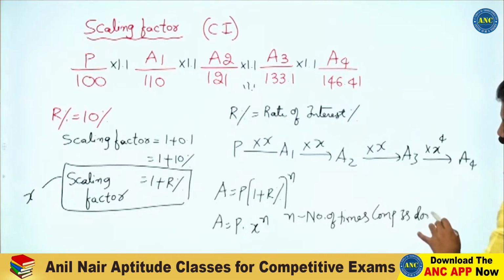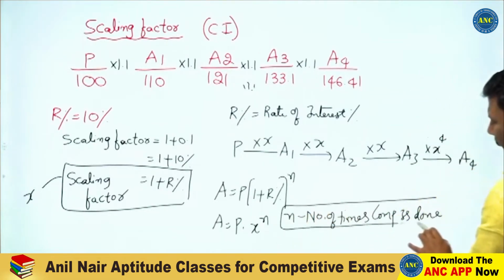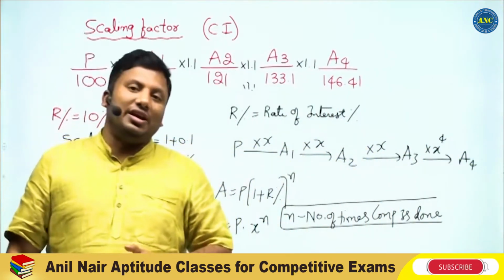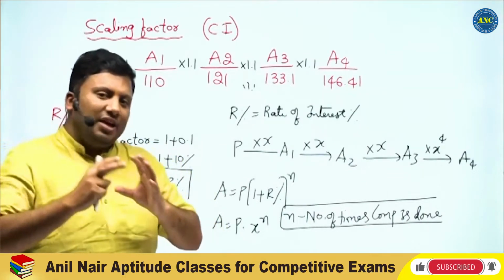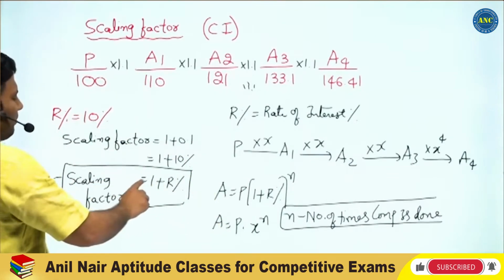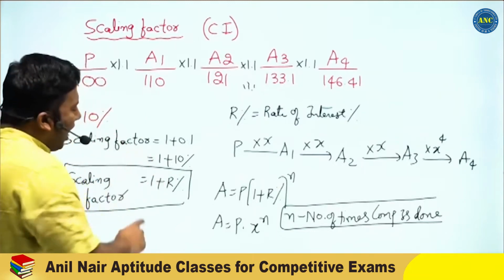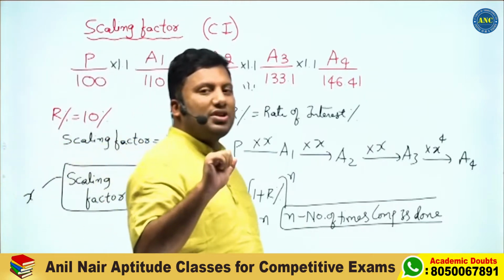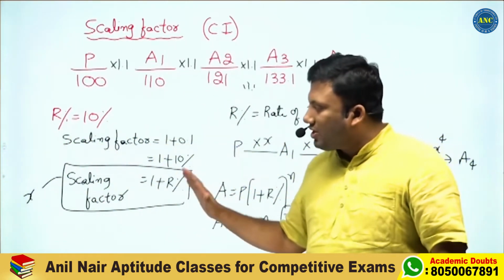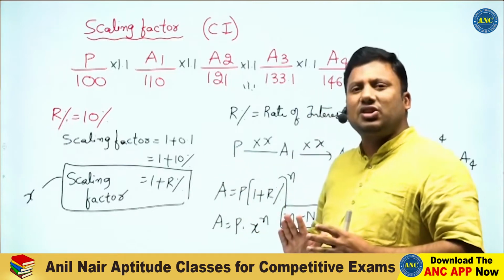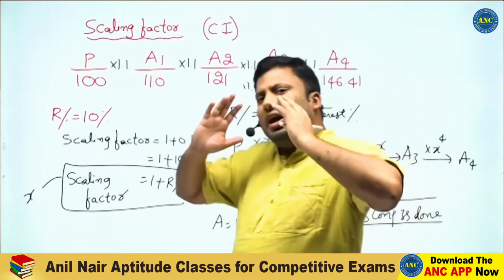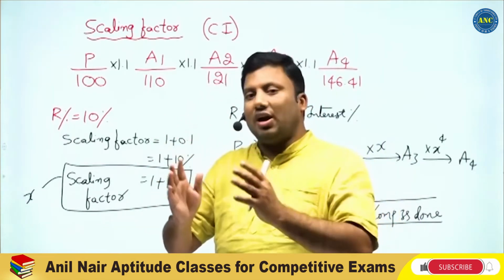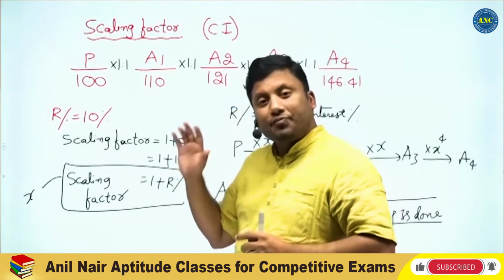If it is 2 years, it will be P into X square. If it is 3 years, it will be P into X cube. If it is 5 years, it is P into X power 5. Scaling factor is nothing but rate of interest increase. R percentage increase is given by 1 plus R percentage. Very easy concept. Once you understand it, you don't need any formula to solve any question. You can just look at the question and start solving it within fractions of seconds.